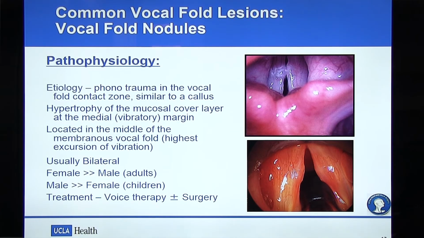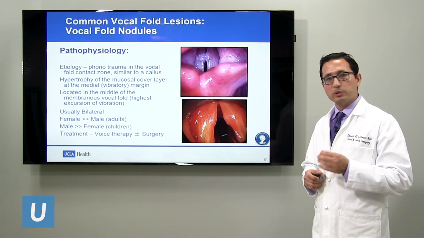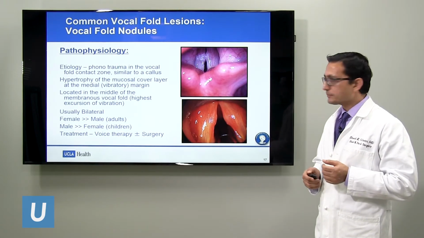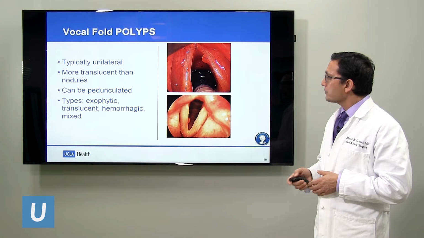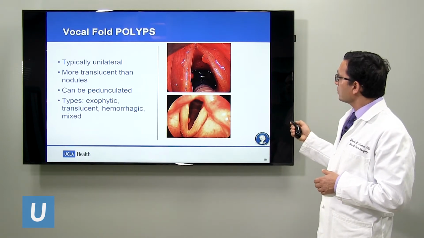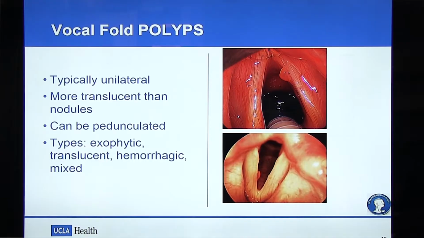And this tends to affect women more than men in adults and boys more than girls in kids. And the treatment generally is with voice therapy, and only occasionally we need to do surgery. What about vocal fold polyps? So here you can see on the right there is a vocal fold growth on one side of the vocal fold. So polyps tend to be typically unilateral.